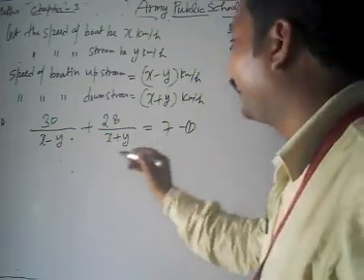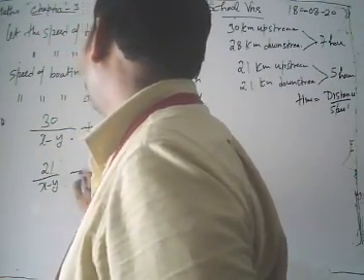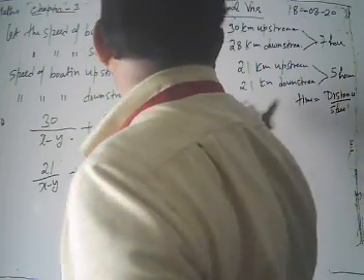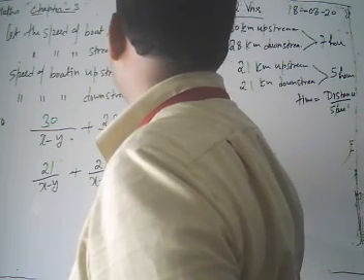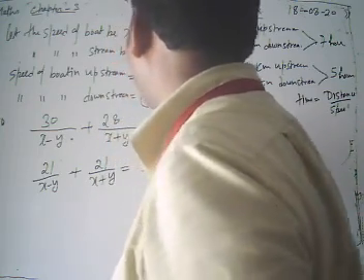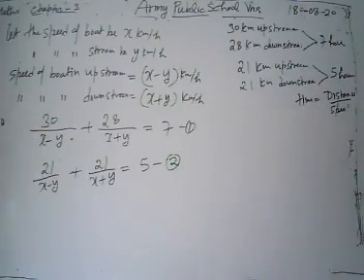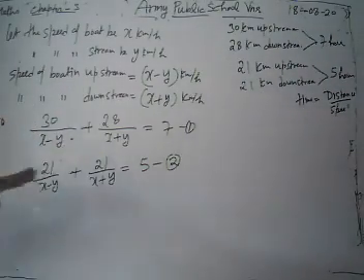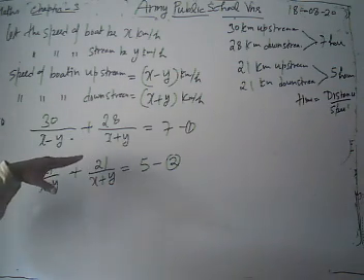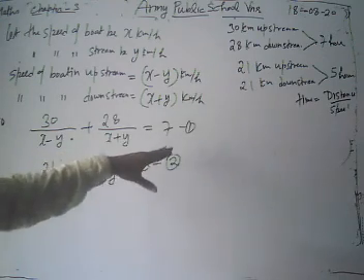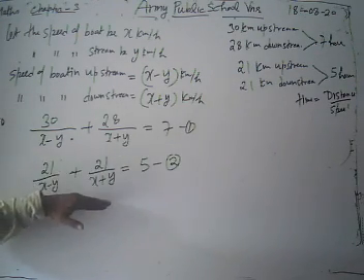Again, 21 km upstream means 21 upon x minus y. Then again 21 km downstream, 21 upon x plus y, takes 5 hours. This is our equation 2. Now we have formed a pair of linear equations: 30 upon x minus y plus 28 upon x plus y equal to 7, and second, 21 upon x minus y plus 21 upon x plus y equal to 5.